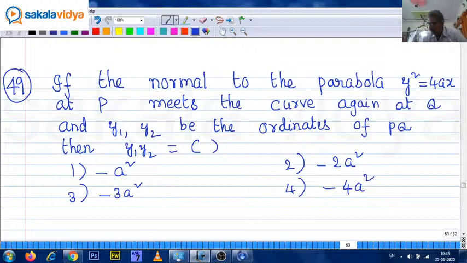Okay. So just observe carefully. Do not be in a hurry. We are from Srikakulam. Okay.